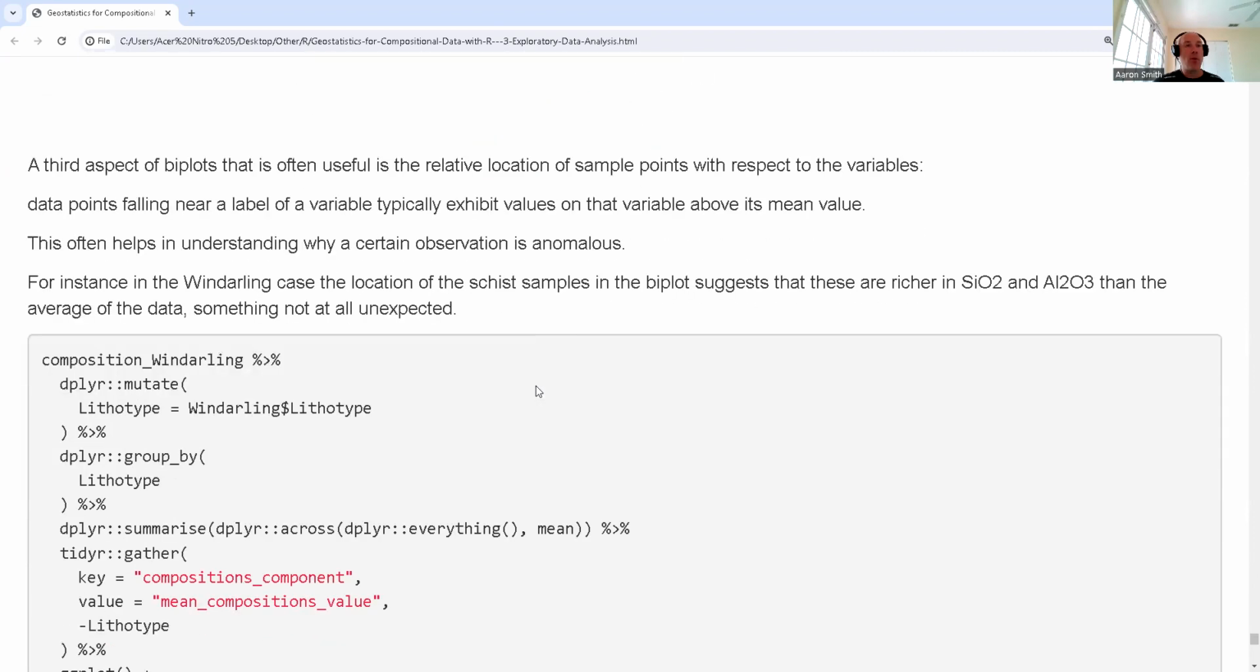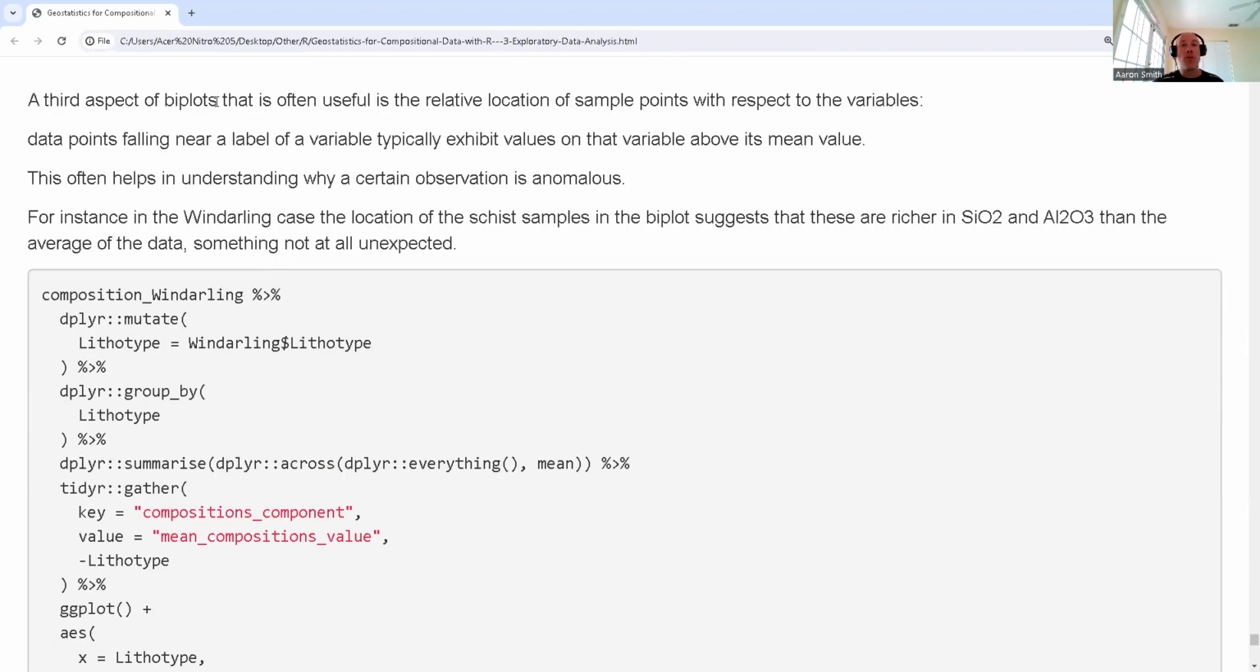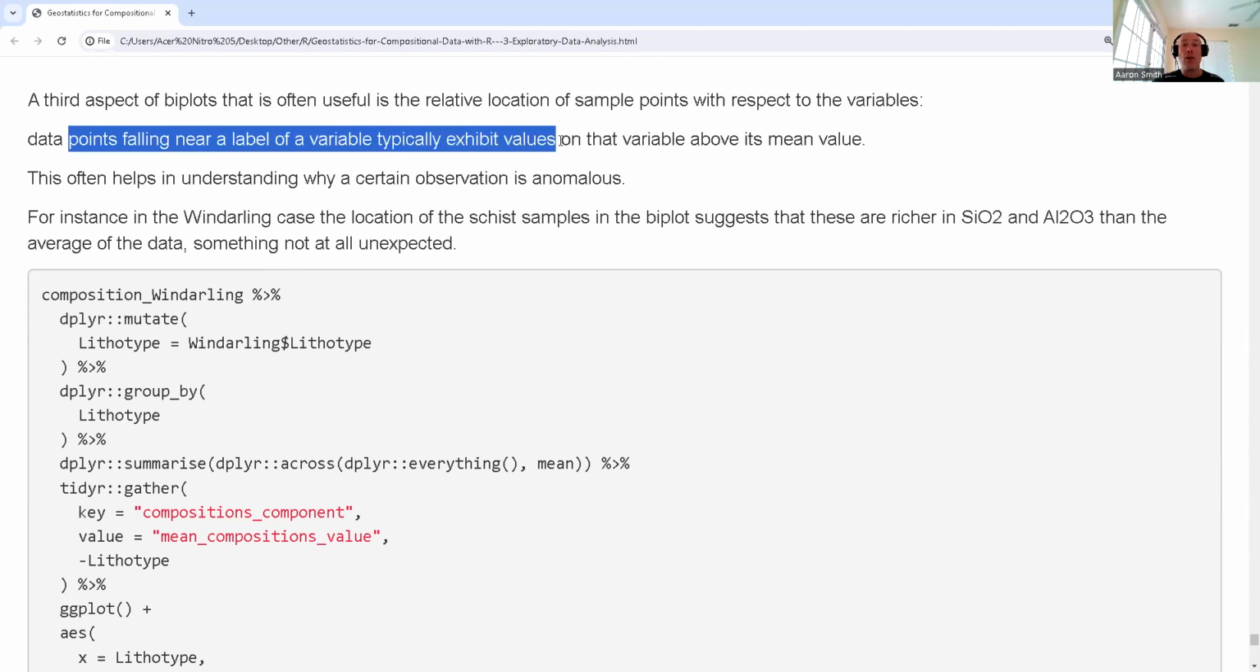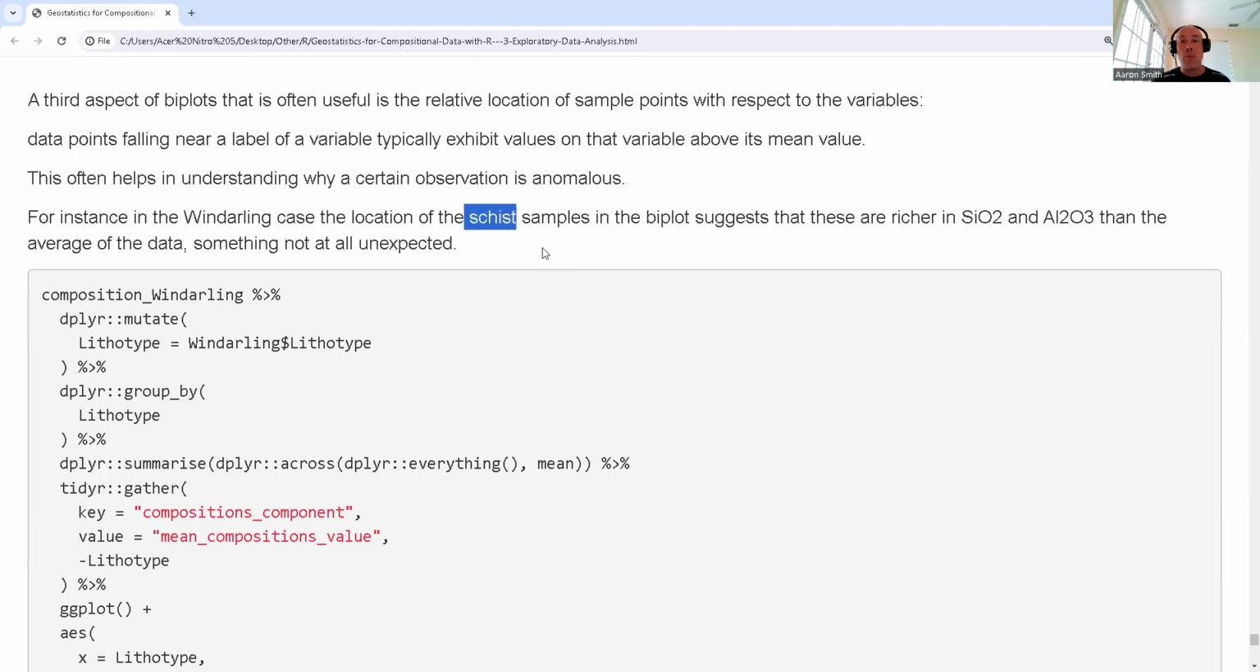Now, the last thing, the third aspect of biplots that is often useful, is the relative location of sample points with respect to the variables. Data points falling near a label of a variable typically exhibit greater values for that variable than what's average. This often helps in understanding why a certain observation may be an outlier or anomaly. For instance, in the Wynne-Darling data set, those schist samples in the biplot that were in the upper left corner are richer in SiO2 and Al2O3 than the average of the data.